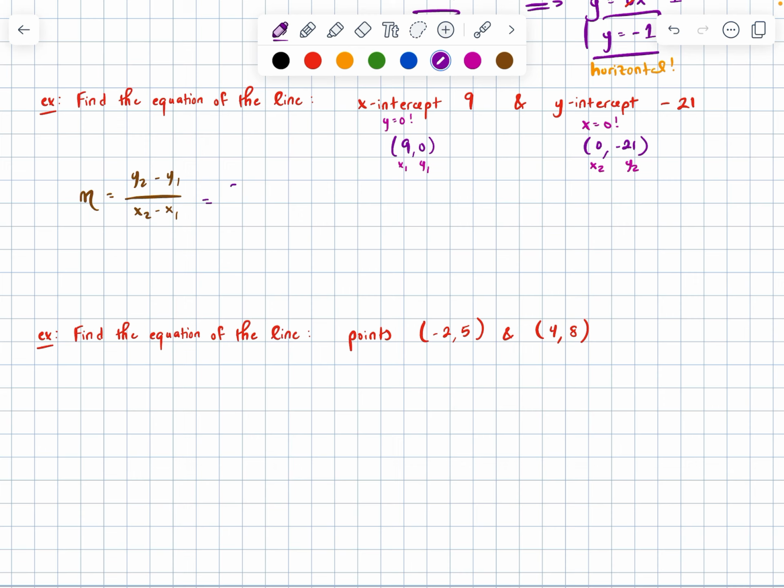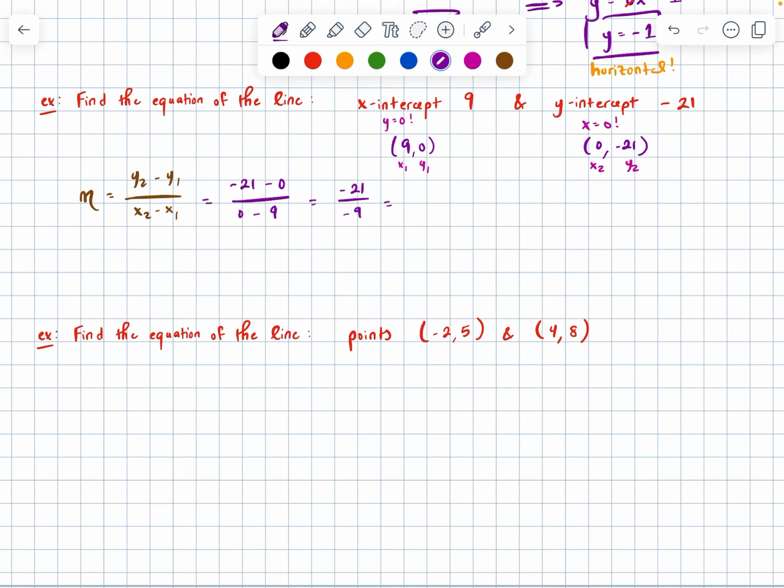y2 we've identified as negative 21. y1 we identified as 0. x2 we identified as 0. And then minus x1, which we identified as 9. Again, the order doesn't matter. If you had plugged in your point on the right as your x1, y1, and your other one as x2, y2, that's totally fine. Here we get negative 21 over negative 9.